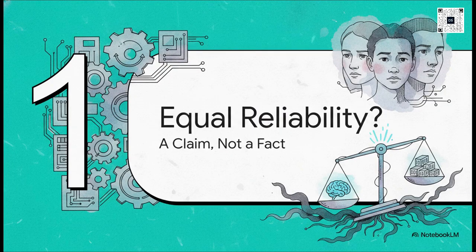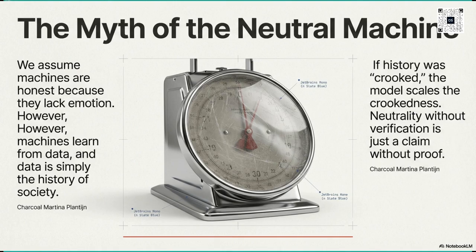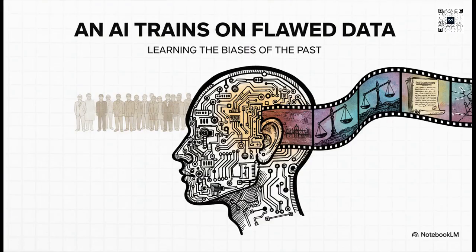There's this common idea that machines are fair, right? They don't have emotions, so they must be objective. But is that really true? Well, here's the thing. An AI model is basically a mirror of the data we train it on. And that data is a product of our history, with all its flaws and all its biases. If our history is full of inequality, the AI is going to learn those exact same patterns. Sometimes, it even makes them worse.